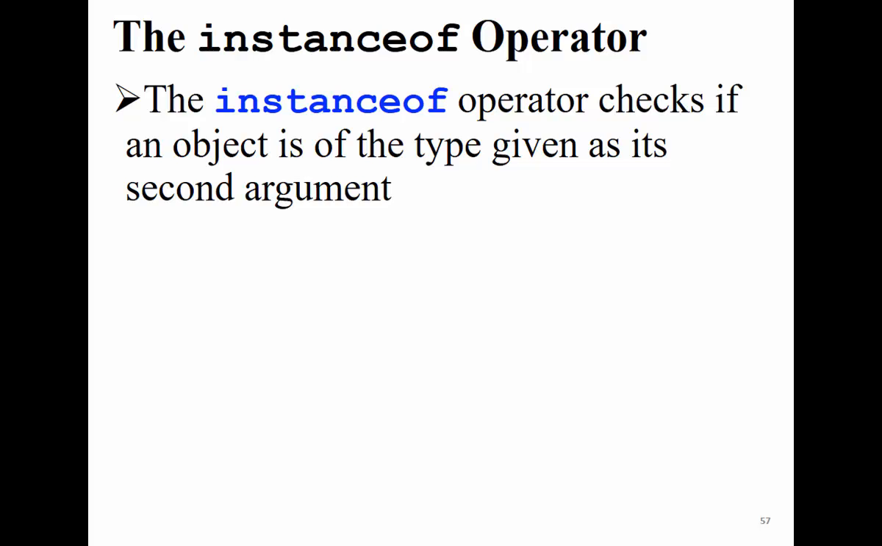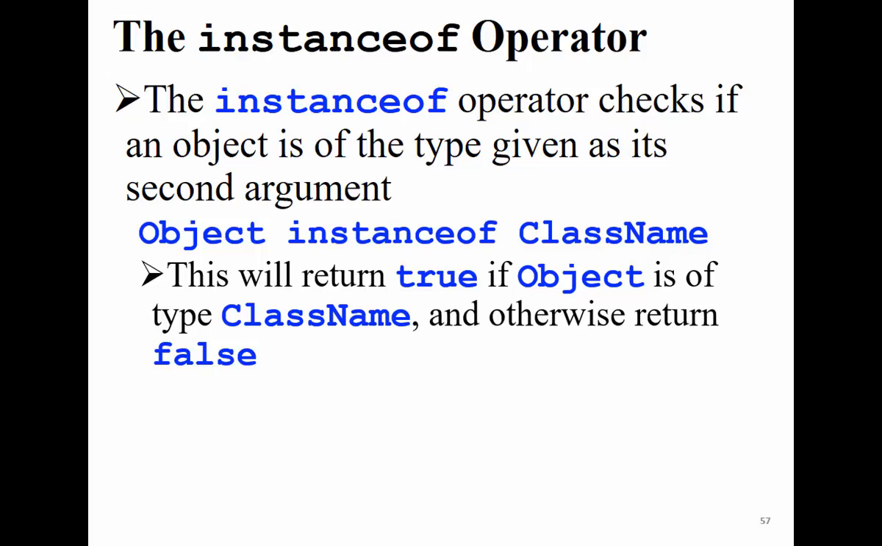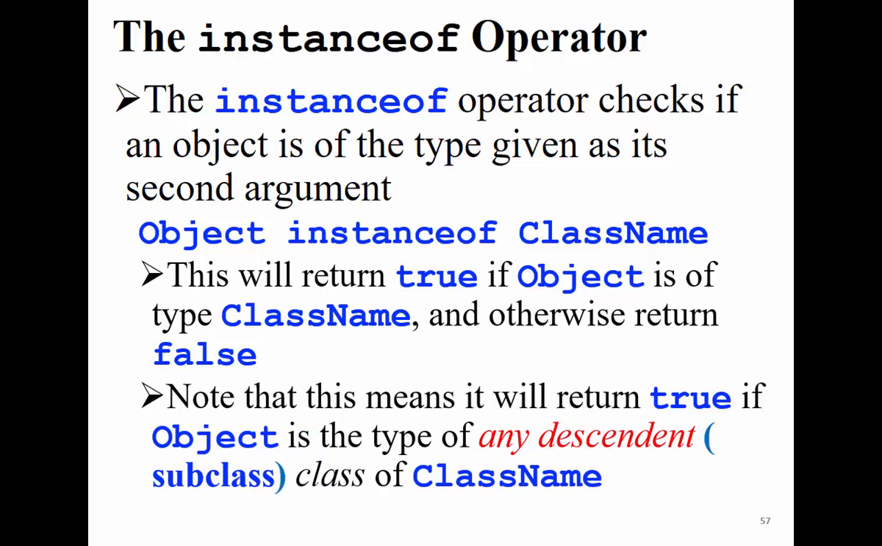instanceof is an operator. It will check if the given object is actually a type of the second argument. So the syntax is: object, instanceof, and you give a class name. It will return true if the object is a type of the class name, otherwise it will return false. Also, it will return true if the object is a type of any descendant, any child or subclass of this class name. So if the object is a subclass or a child of this parent class, it will return true.